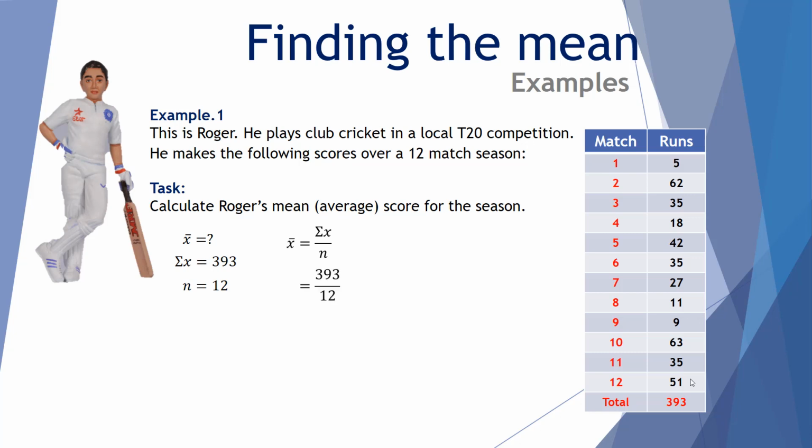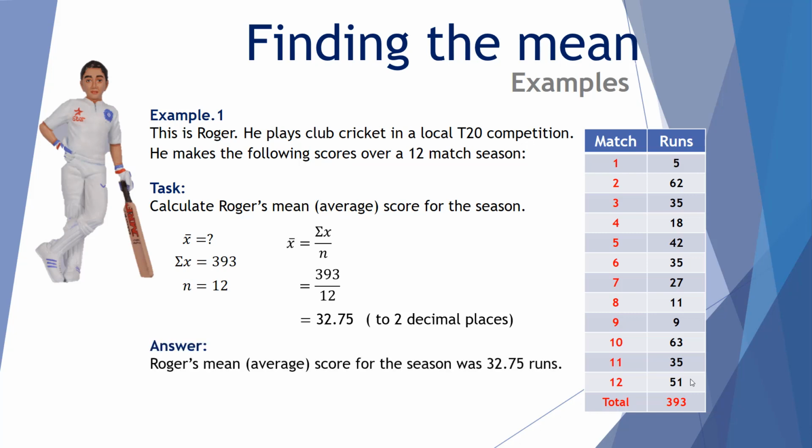So to work out the mean value, it's the sum of all his scores divided by the total number of matches played. So it's going to be 393 over 12, which gives us an average seasonal score for Roger of 32.75 runs, rounded to 2 decimal places. If we had to round it up to a whole run, it would be 33 runs. So the answer for this question is Roger's mean or average score for the season was 32.75 runs.